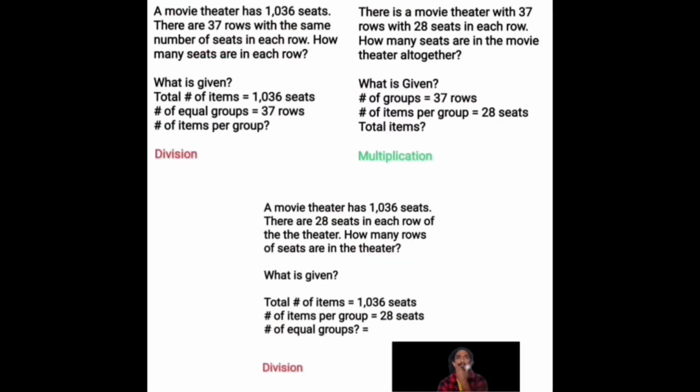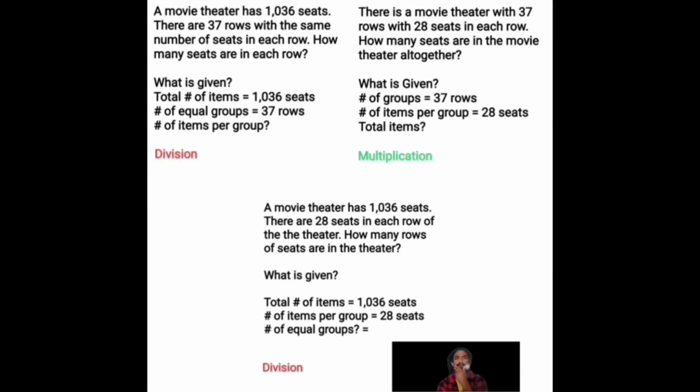Let's take a look at three versions of the same word problem. A movie theater has 1,036 seats. There are 37 rows with the same number of seats in each row. How many seats are in each row? In this problem, you're given the total number of items, which is 1,036 seats, and the number of equal groups, which is 37 rows, and you're asked to find the number of items per group, which in this case would be the amount of seats in each row. So you'll have to divide in this problem.